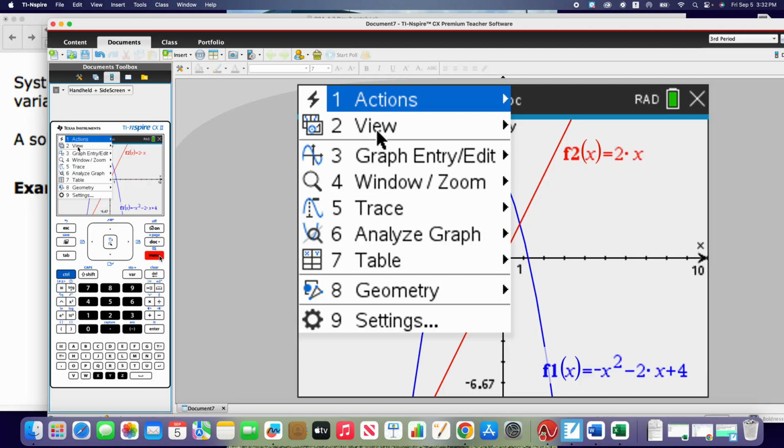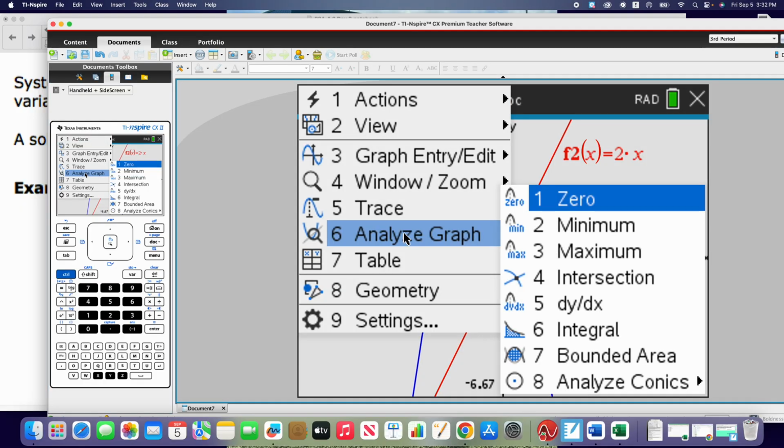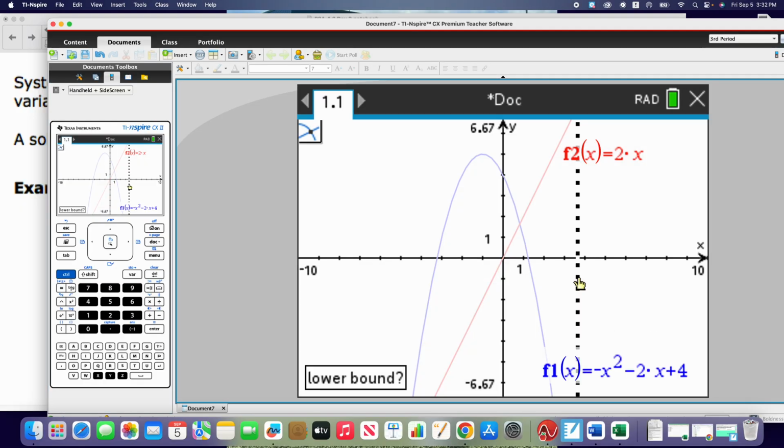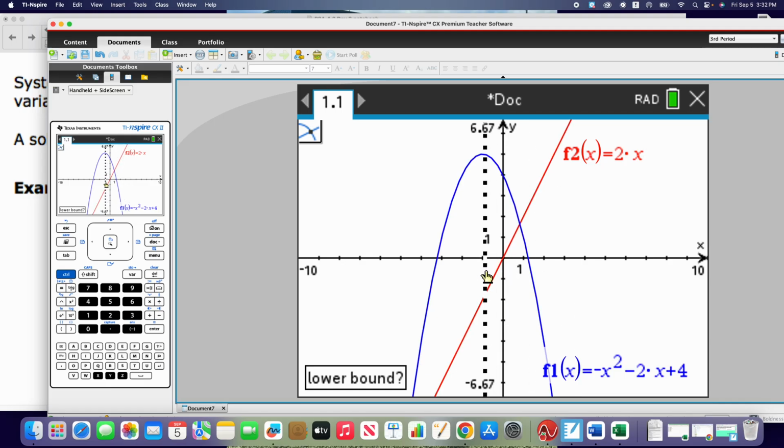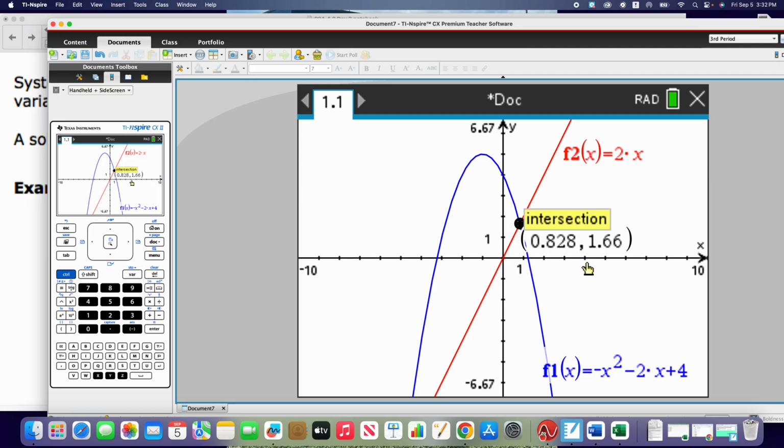So I'm going to go menu, I'm going to go analyze graph, and I'm going to ask it to find the intersection point for me. I'm going to come over here, and I'm going to move my little trackpad to the left and to the right and click it. And so the x and the y, one x and y that works. We're looking for a point because it's a system. I got 0.828 and I got 1.66. So that's one point of intersection.